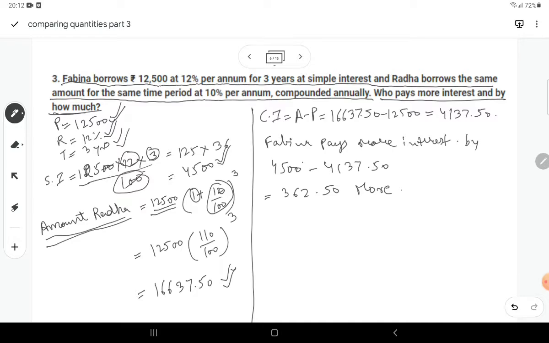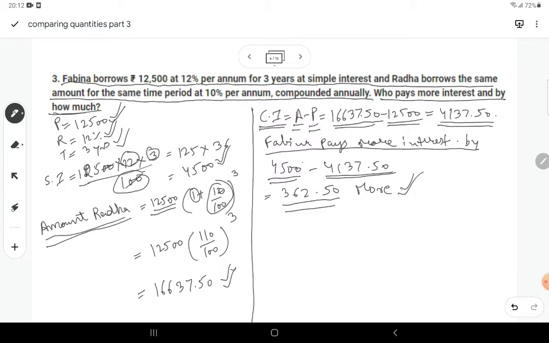16637.50, and compound interest is equal to amount minus principal, which gives 16637.50 minus 12500, which finally gives the value as 4137.50. So from here you can see Fabina pays more interest, and by 4500 minus 4137.50, which is 362.50 more than Radha.